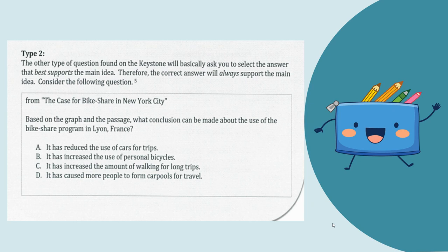Type 2. The other type of question found on the Keystone will basically ask you to select the answer that best supports the main idea. Therefore, the correct answer will always support the main idea. So consider the following question. This is from The Case for Bike Share in New York City. Based on the graph and the passage, what conclusion can be made about the use of the bike share program in Lyon, France? A, it has reduced the use of cars for trips. B, it has increased the use of personal bikes. C, it has increased the amount of walking for long trips. D, it has caused more people to form carpools for travel.